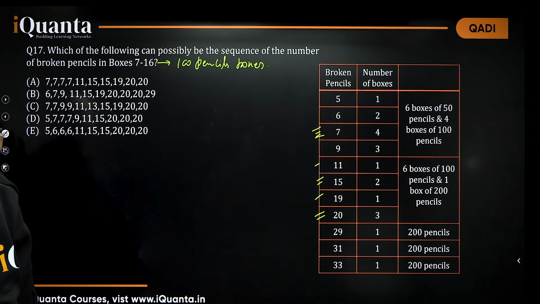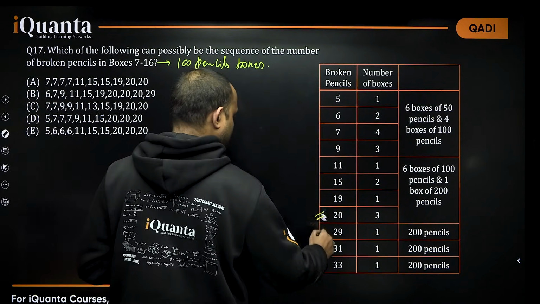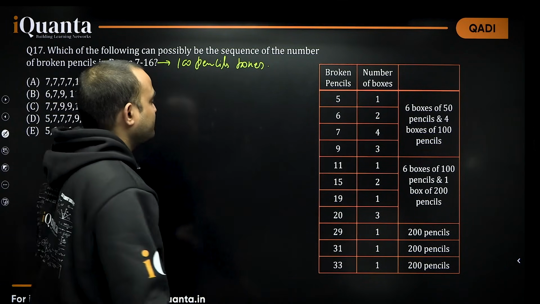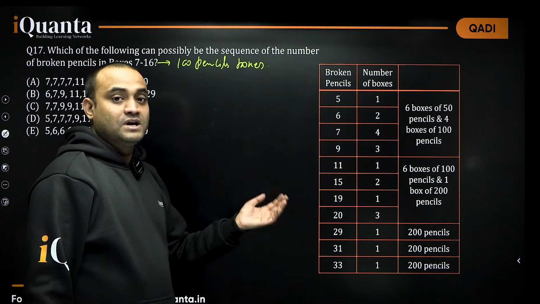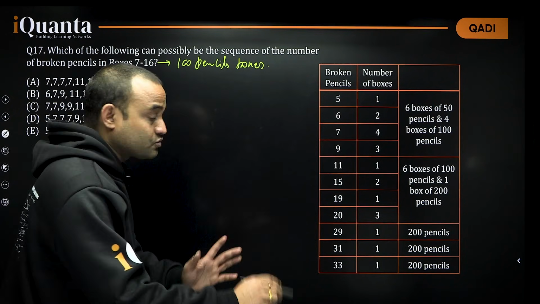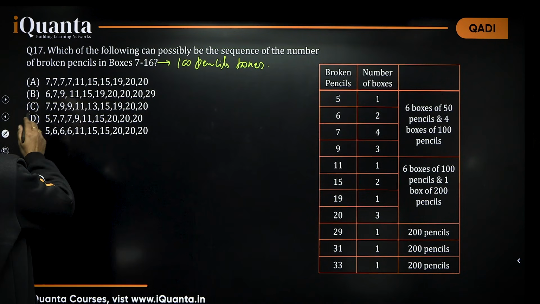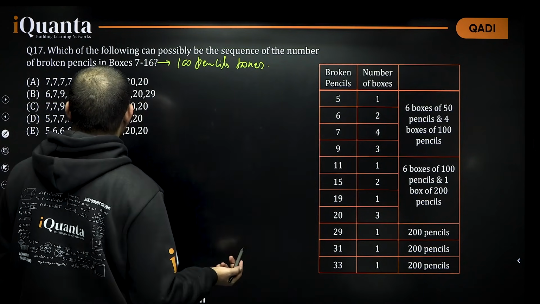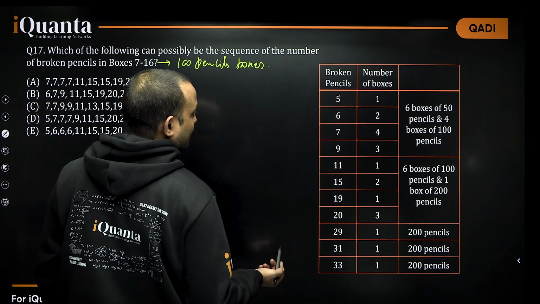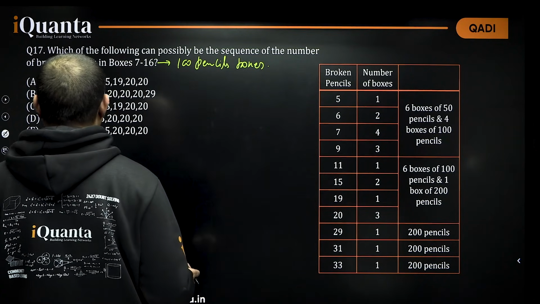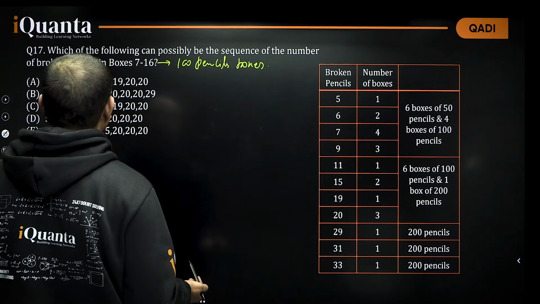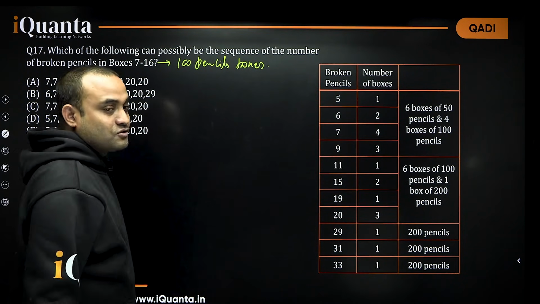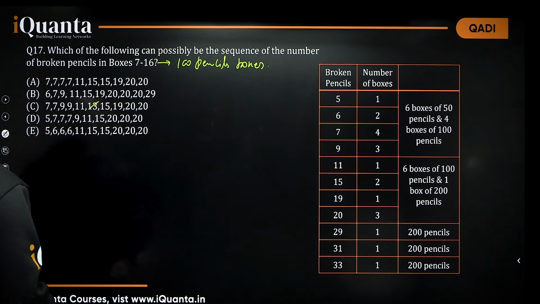Option B: 6, 7, 9, 11, 15. So let's check this. This one has 29, which is not possible, right? 29 broken pencils are not possible in 100 pencil boxes because of the range 5 to 20%. This is definitely wrong. Next: 7, 7, 9, 9, so far good. Then we have 11, 13, 15. There is no 13 here, right? There are no boxes with 13 broken pencils. So this is not possible.